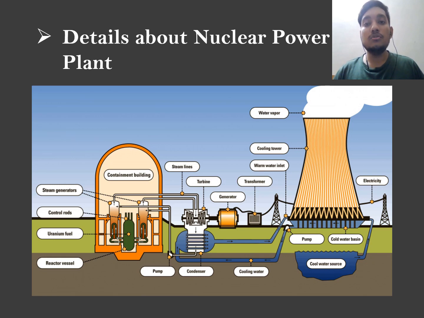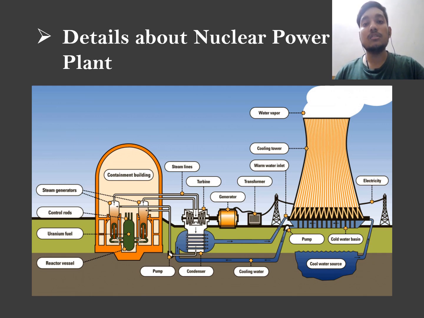Cooling towers use either air or water to cool down the water used in the condenser. Condenser. This heat exchanger condenses the exhaust steam from the turbines back into water, which can then be pumped back to the steam generator to repeat the cycle.